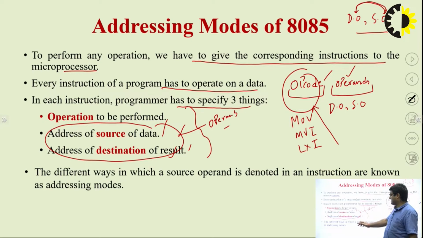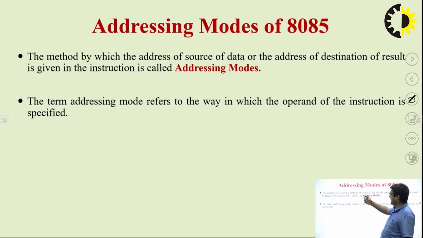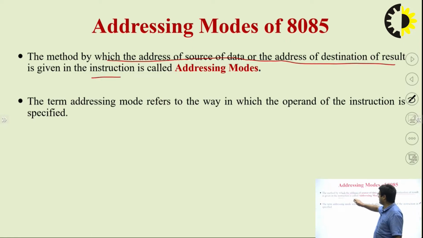Now, the different ways in which a source operand is denoted in an instruction are known as addressing modes. I have already said that addressing means the various ways by which the operands are accessed by the opcode. So this is the definition of addressing mode. Finally, we can say the method by which the address of the source of data or the address of the destination of result is given in the instruction is called addressing modes. So here we have opcode and operands.